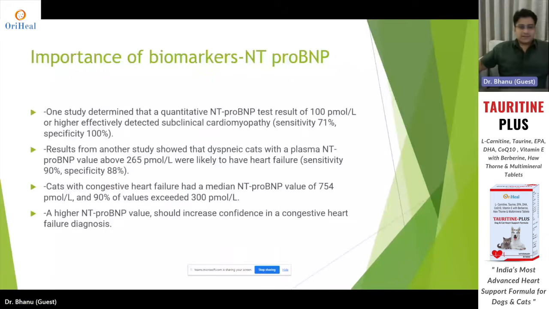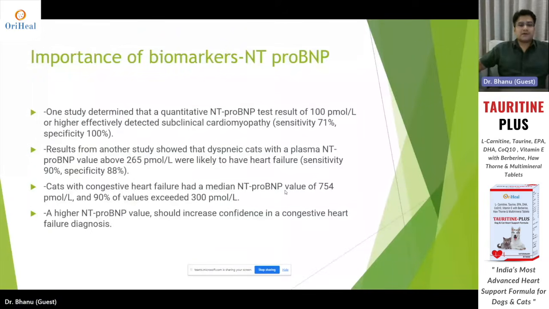So these are just some of the studies, as I have already discussed, that more than 100 would be highly effective for us to suspect that this is a subclinical cardiomyopathy. This has high sensitivity and high specificity. There was another study, as I had just mentioned in the previous slide, that the dyspneic cats with plasma NT-proBNP value above 265 picomoles per liter were likely to have heart failure. And again, the sensitivity and specificity, as you all can see, is very good.